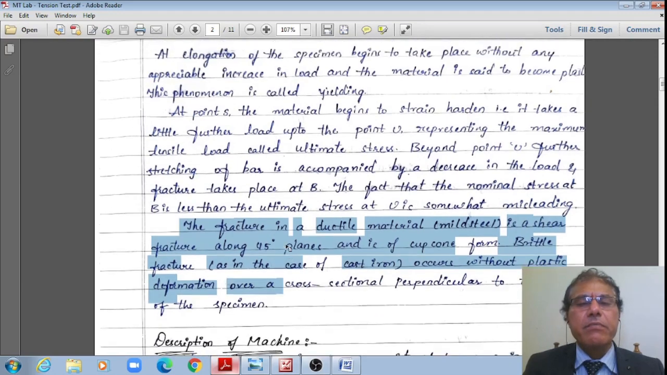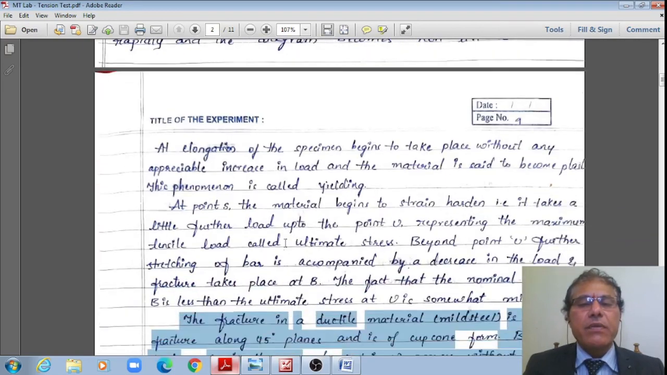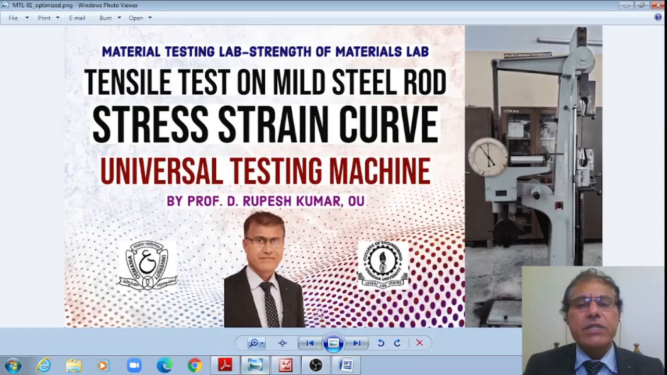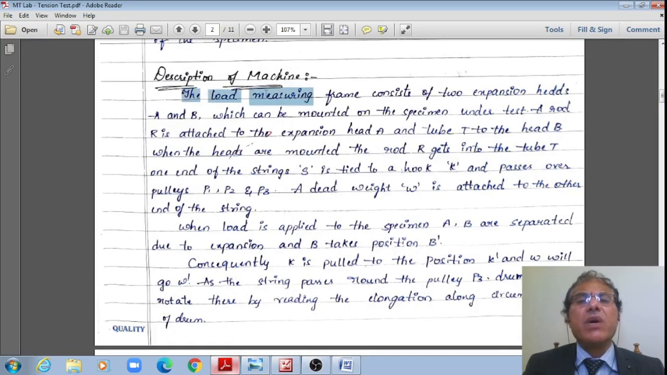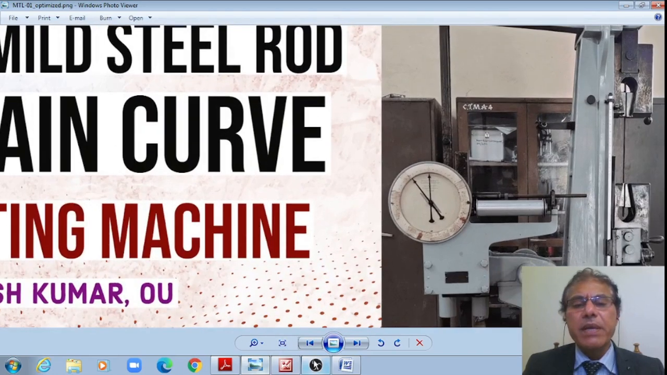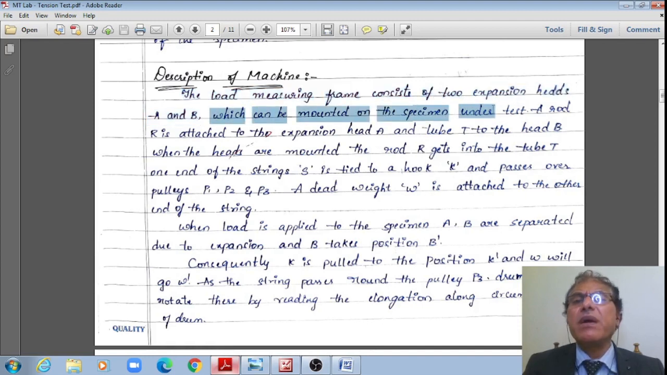Now, once we have seen briefly the theory, students, let us see the description of the machine, that of the AMSLA Universal Testing Machine. Let us see this brief description at a quicker pace. The load measuring frame consists of two expansion heads, A and B, which can be mounted on the specimen under test.